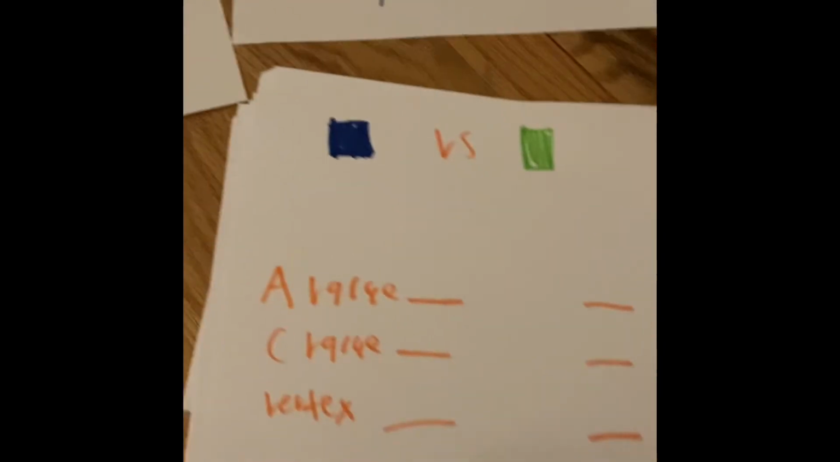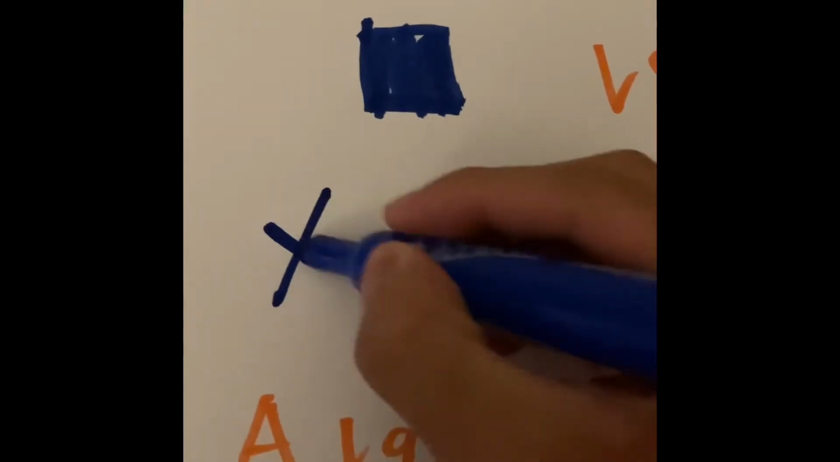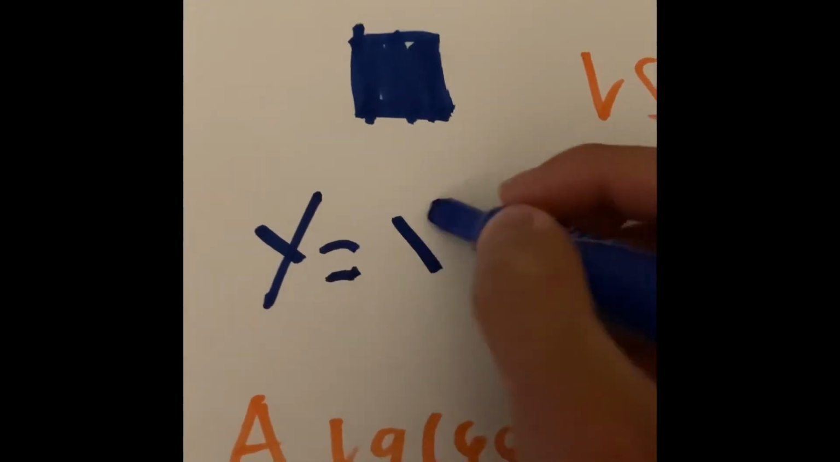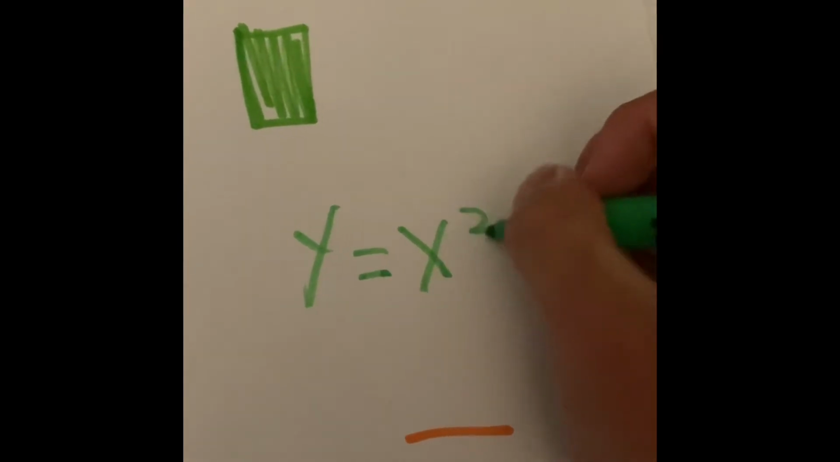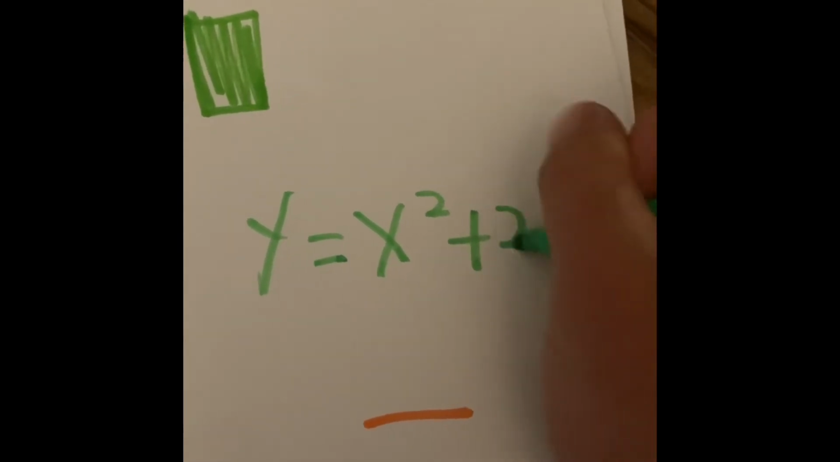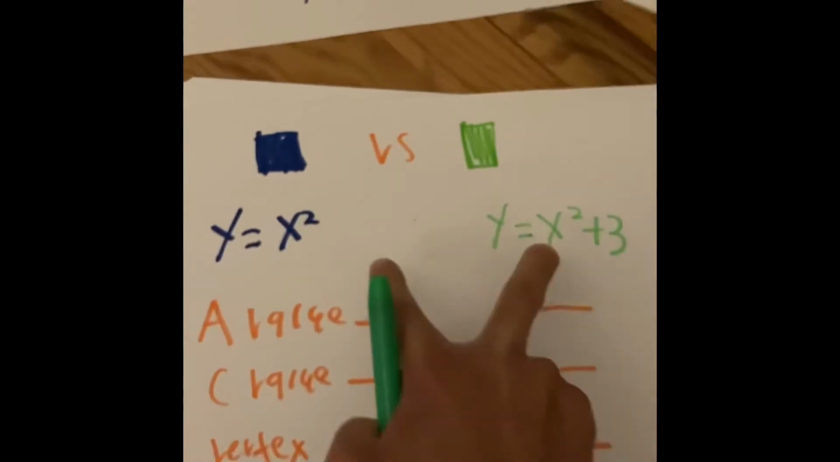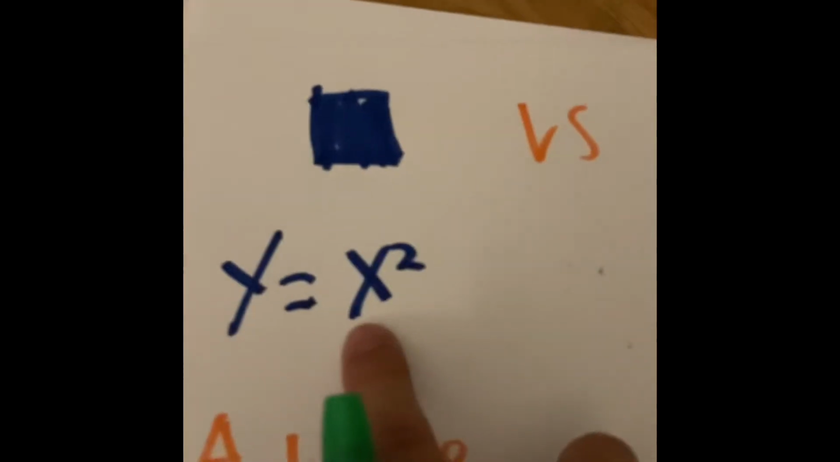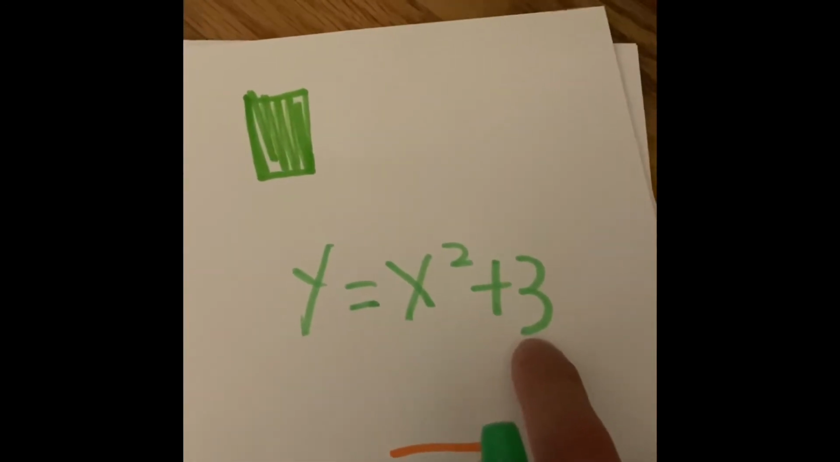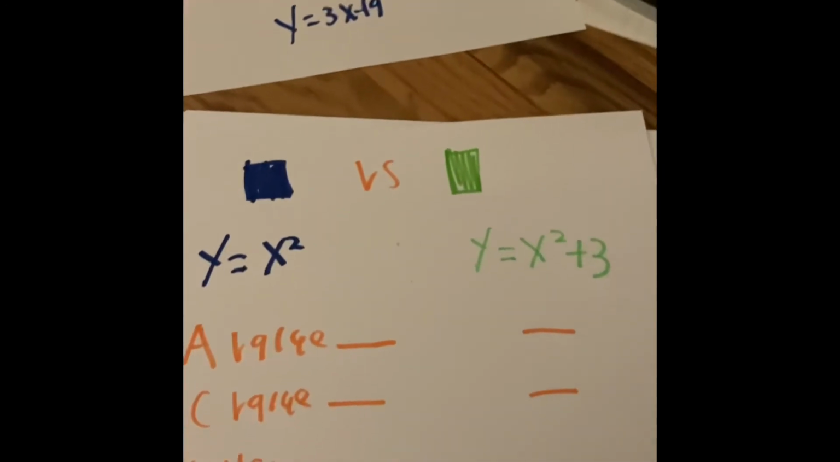Okay, so here is round 2. On the blue side, we have y equals x squared. On the green side, however, we have y equals x squared plus 3. This round is a little bit different because we have an equation that doesn't have a c, but the other one does have a c. So let's graph them out.